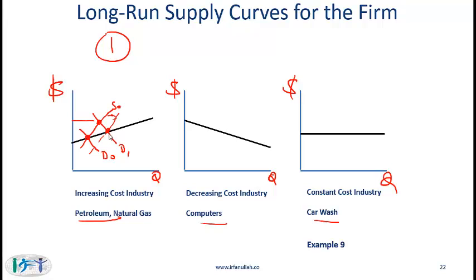And since this is an increasing cost industry, the overall prices will increase from this point over here to this point. You can use a similar analysis here for a decreasing cost industry, and here you will notice that eventually the prices will keep coming down, and in a constant cost industry the prices will stay the same as more competitors enter the industry. Now I want you to read example 9 from the curriculum.